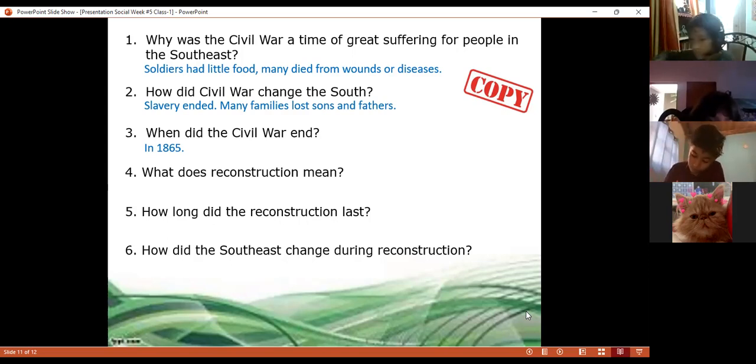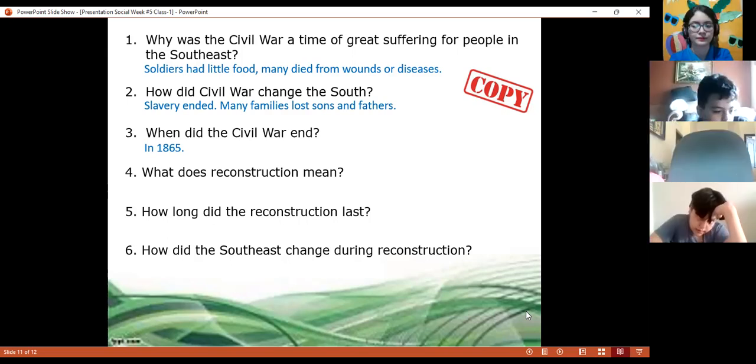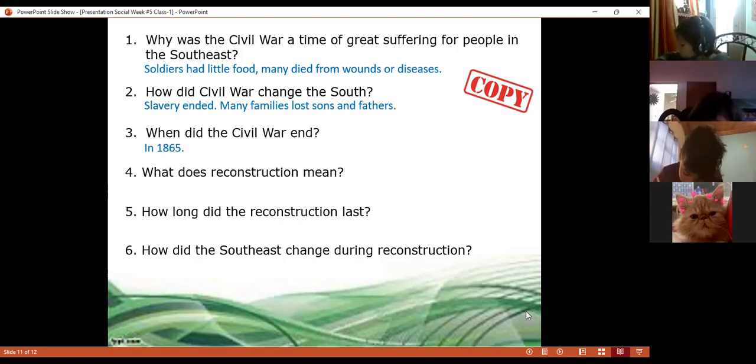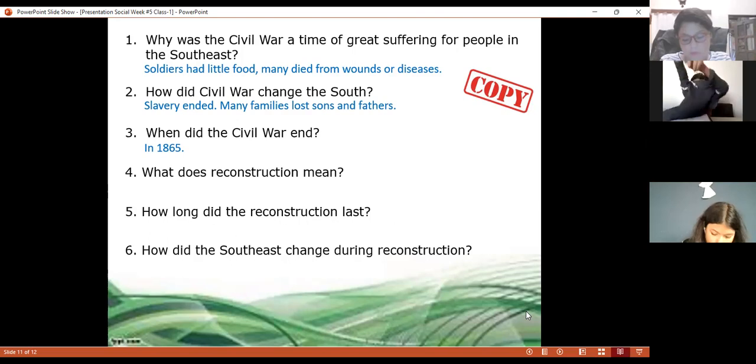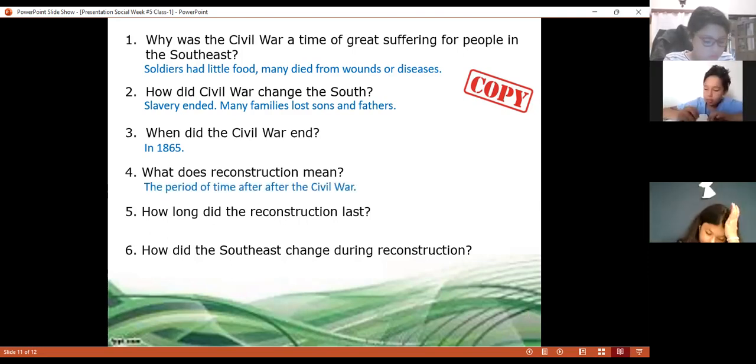What does reconstruction mean? I don't know. You don't know what reconstruction means? Okay, remember that it is a period of time after the Civil War. That is Reconstruction. That period of time after the Civil War, because they started rebuilding everything one more time. Because everything was destroyed during the Civil War, they needed to reconstruct everything, to rebuild and to crop one more time.